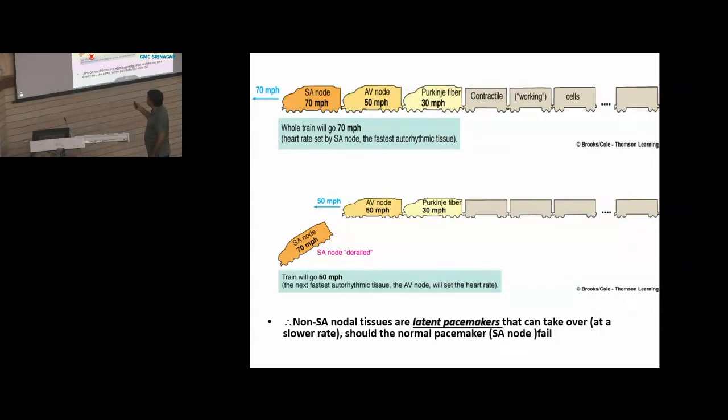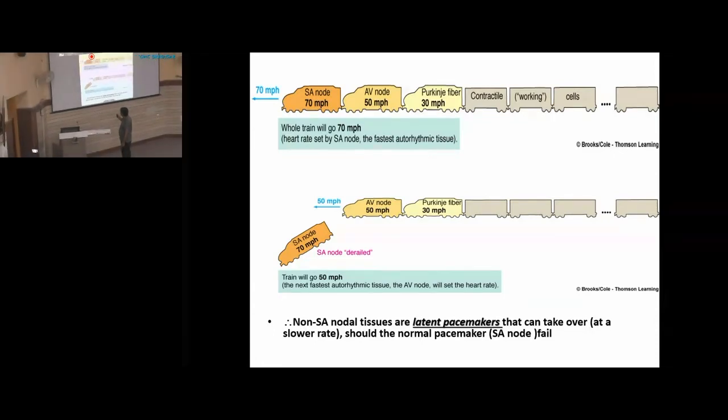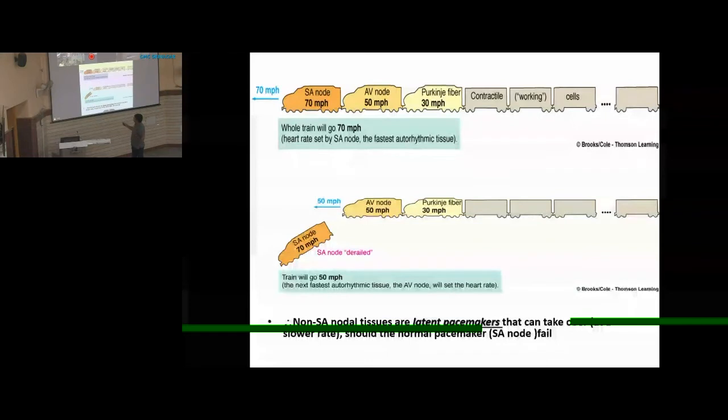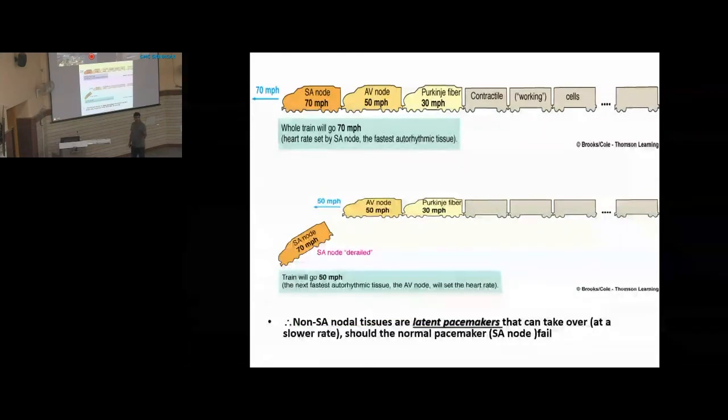You can say about 70 miles per hour, followed by AV node 50. It is just representing like a train, but actually it is 70 beats per minute, 50 beats, and maybe 20 to 30 beats per minute. So naturally, the whole of the conduction system will follow the fastest generating component. So the whole heart beats at the rate of SA nodal impulse generation, that is about 70 to 80 beats per minute.